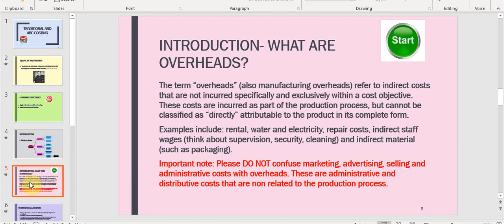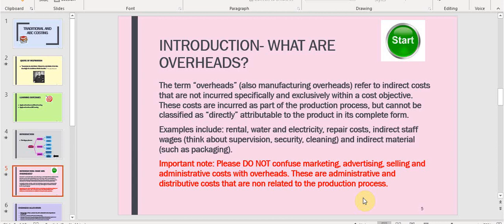Examples of overheads may be your rental that you pay, water and electricity, repair costs, indirect staff such as security guards, supervisors, cleaners, and indirect materials such as packaging. It is important, again, I just want to bring this to your attention in the red. Please do not confuse marketing, advertising, admin, and selling costs with manufacturing overheads. These are administrative and distributive costs, and they are not related to the production process. So therefore, they are not included in the definition of a manufacturing overhead.